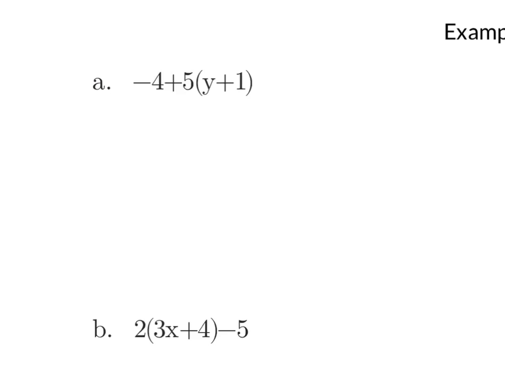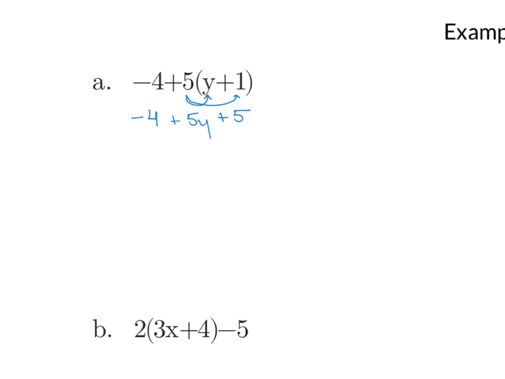Example A, we have negative 4 plus 5 times (y plus 1). So the first thing I want to do is distribute to clear my parentheses. So what are we going to distribute? We are going to distribute just the 5. That is what is being multiplied. And so if we distribute, I'm going to bring down my minus 4, distribute my 5. We get 5 times y is 5y. And 5 times 1 is plus 5.